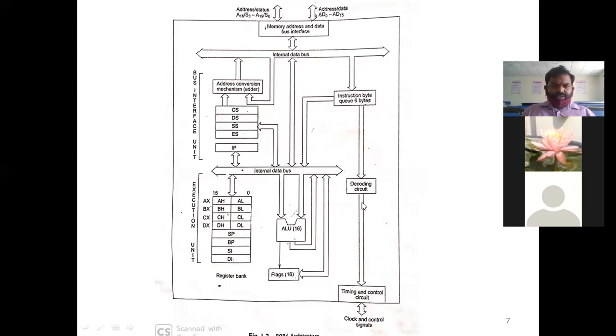divided into how many segments? My question. Can anyone tell the answer for this question? The 1 MB RAM is divided into how many segments? Each segment size is 64 KB. So 64 KB, 16 segments. 16 segments. Yes, very good. It is divided into 16 segments, and each segment size is 64 KB.